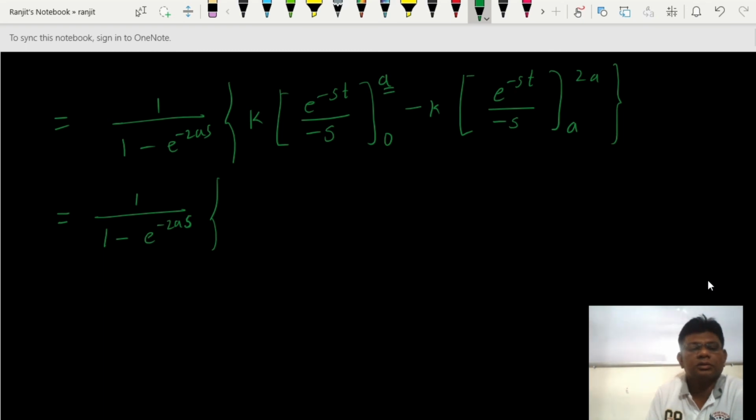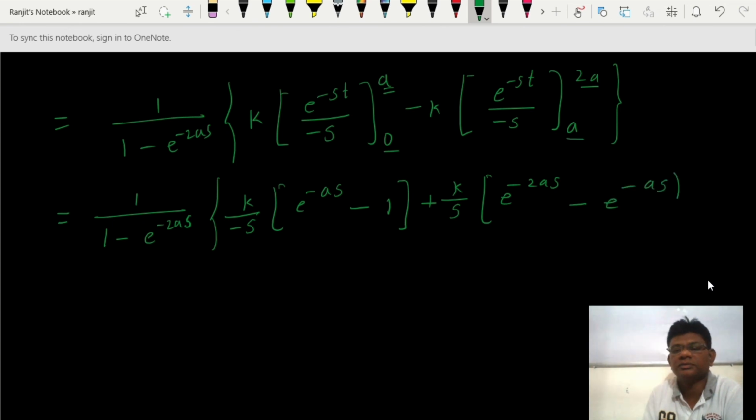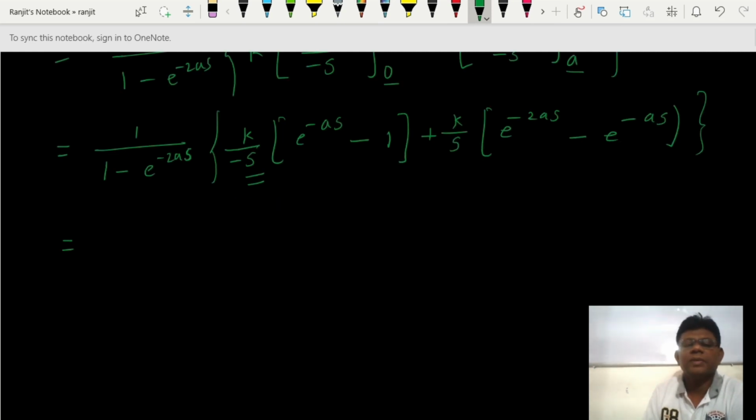Now upper limit: k upon minus s, e to the power minus as, minus the lower limit e to the power 0, the answer is 1. Now minus minus becomes plus: plus k by s, and here upper limit 2a, e to the power minus 2as, minus the lower limit e to the power minus as. Now here k by s is the common term, so therefore k upon s times 1 minus e to the power minus as.